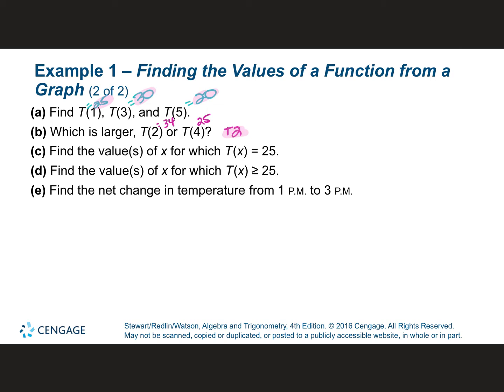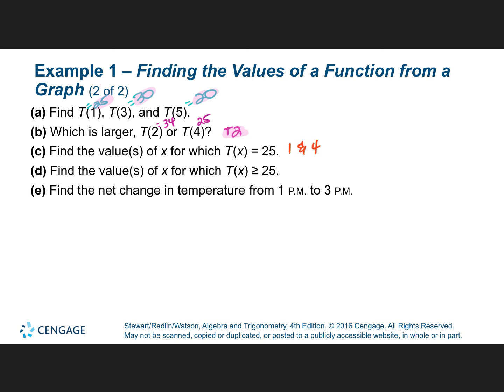For example C, it tells you to find the value or values of x for which t of x is 25. So when you look here, t of x would be y. So when y is 25, what is x? If we look, let's do 1 and 4.